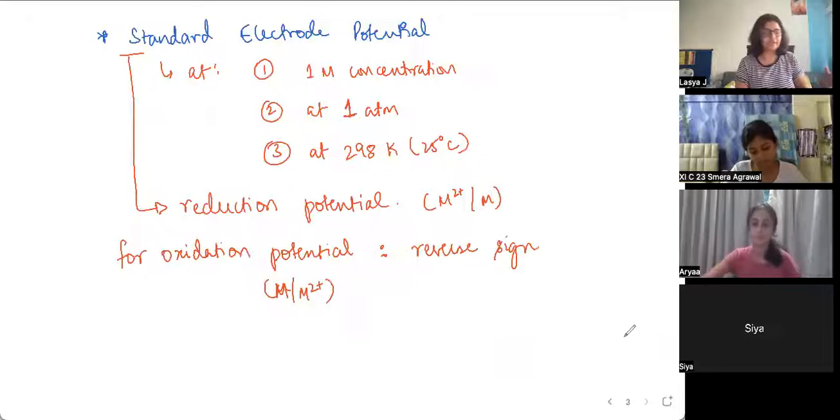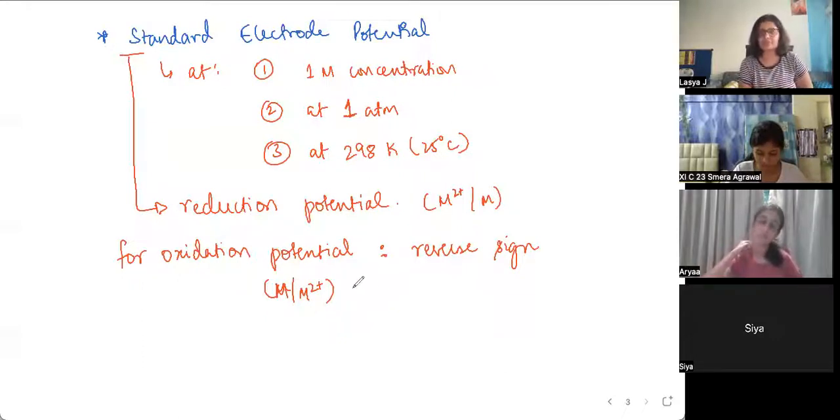But when you look at a reference value, such as zinc, the standard electrode potential of zinc is minus 0.7 volts or something like that. So that refers to the reduction potential. So if you want to get the oxidation potential, then it will have to be plus 0.7, whatever the value is.